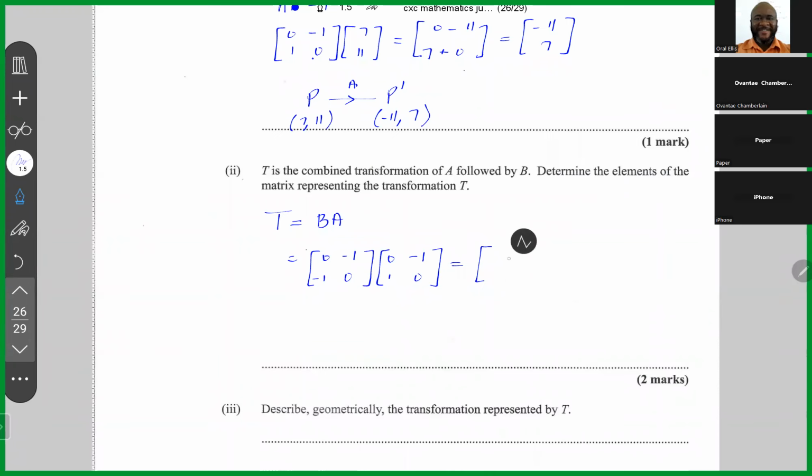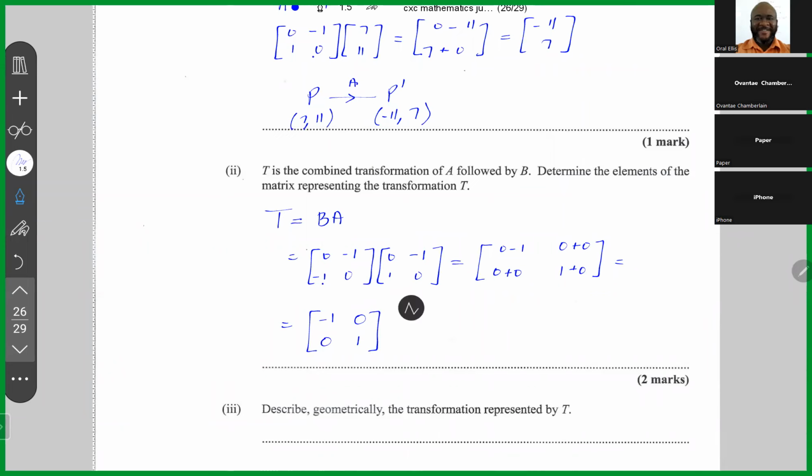Let's multiply the two matrices. 0 times 0 is 0. -1 times 1 is -1. 0 times -1 is 0. And -1 times 0 is 0. -1 times 0 is 0. 0 times 1 is also 0. -1 times -1 is 1. And 0 times 0 is 0. All I did was multiply the two matrices. And the combined matrix T would be -1, 0, 0, 1.